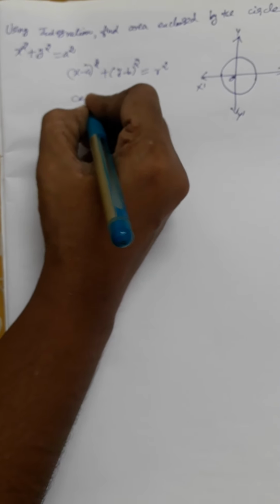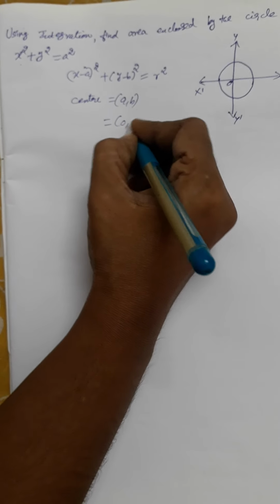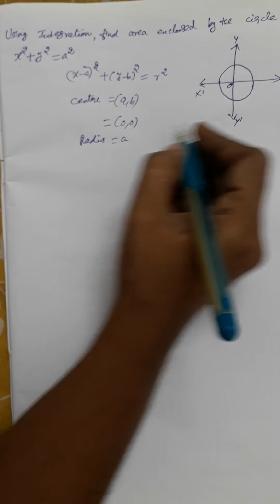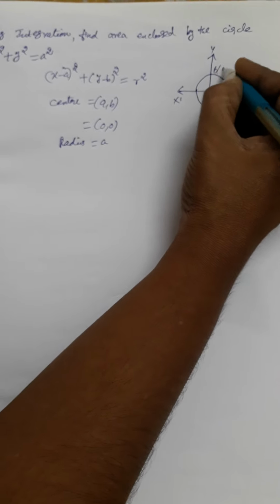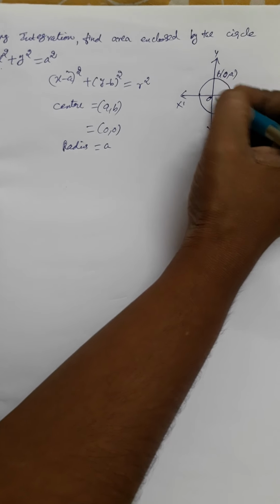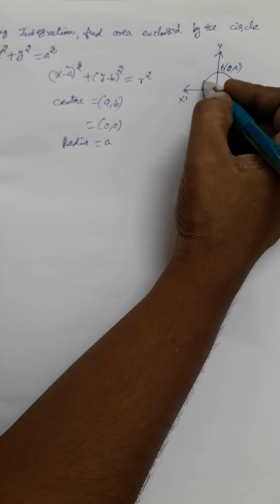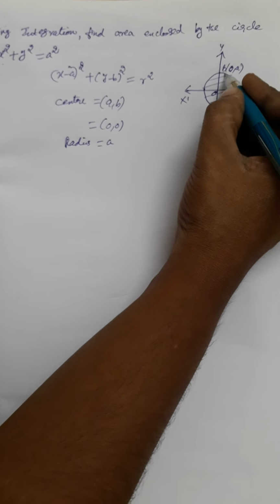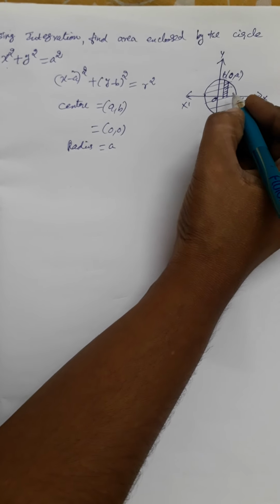So here the center is (a, b). For our question the center is (0, 0) and the radius is a. So we can mark this point as a. This point is (a, 0) because this is on the x-axis, and this point is (0, a). Why this a? Because a is the radius. Okay, so here we are going to find the area of this circle. This shaded part we have to find. So we are going to take the vertical strip for finding the area of this region.